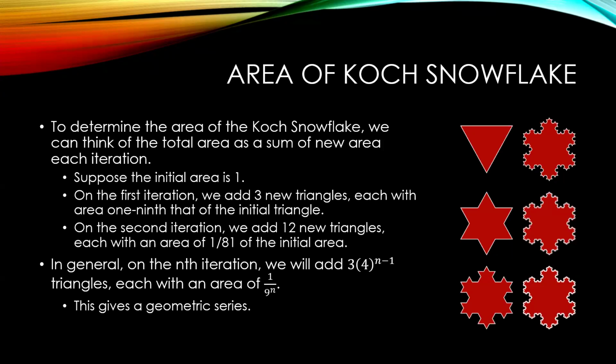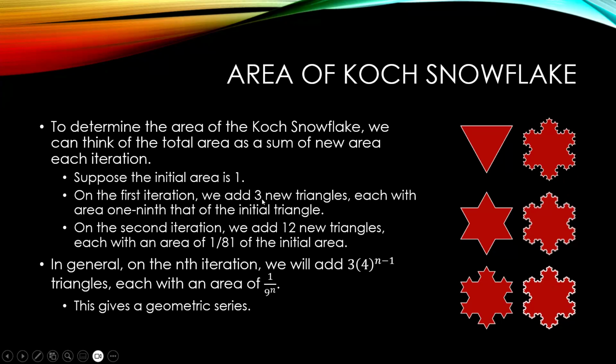Well, what happens to the area? Will we have an infinite area? Well, let's figure it out. To determine the area of the Koch snowflake, we can think of the total area as the sum of the new area at each iteration. Suppose the initial area is 1.